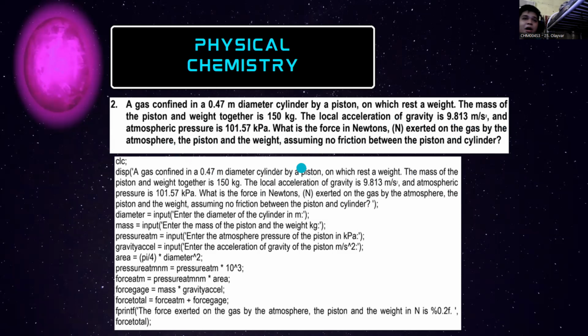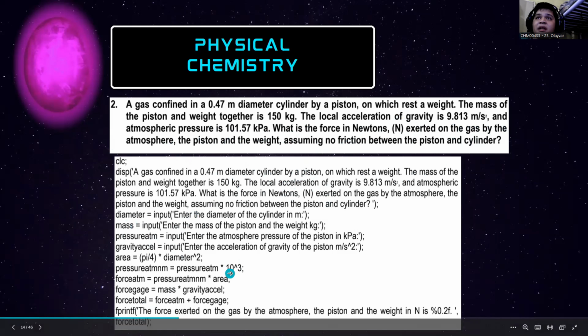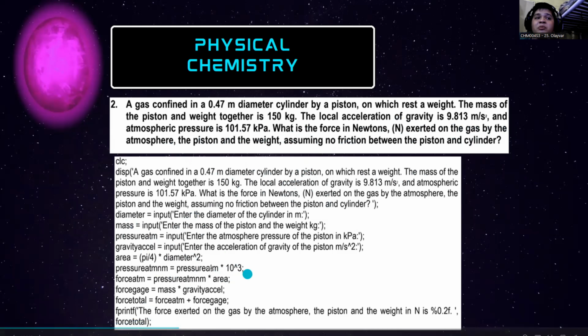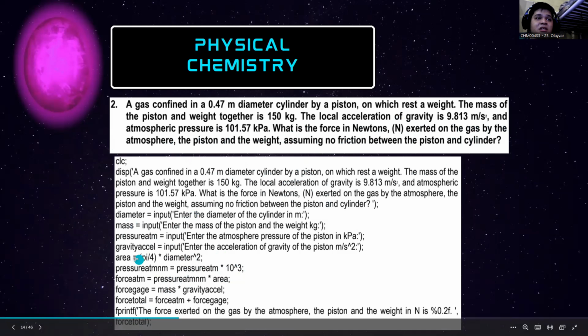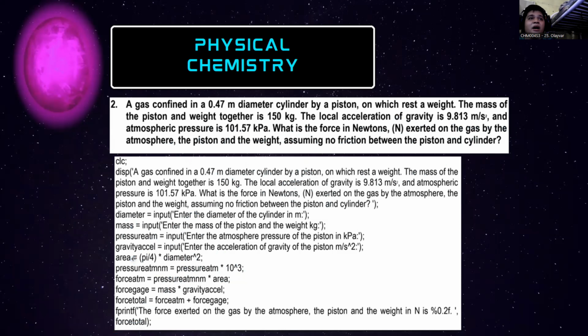We use the problem coding part and the input part, and after that, we will put the formula that we needed in order to get the results, which is the area of the cylinder, which is pi over 4 times the diameter squared. And after that, we input the diameter, which is the data that will be input.